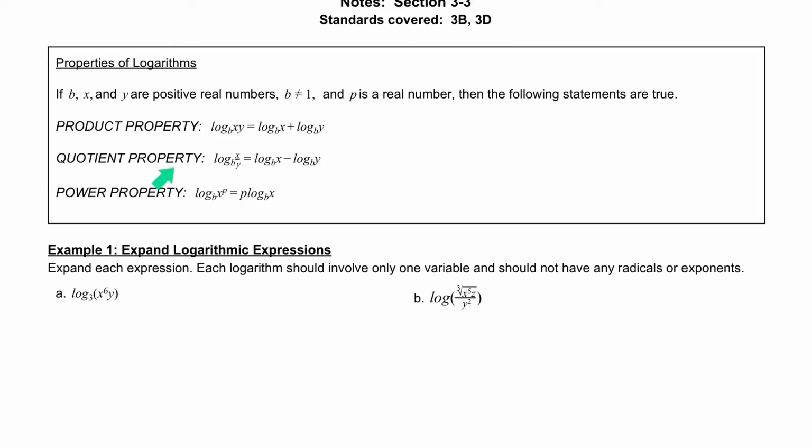We have the quotient property that says if we have the log base b of x divided by y, we can break that up into the log base b of x minus the log base b of y.